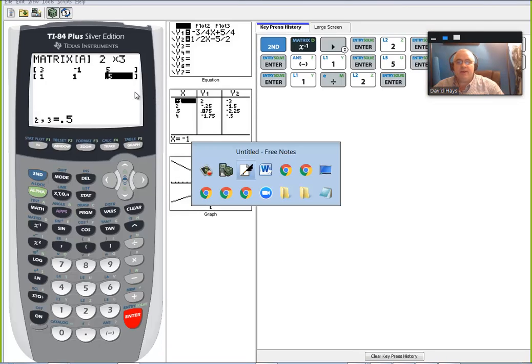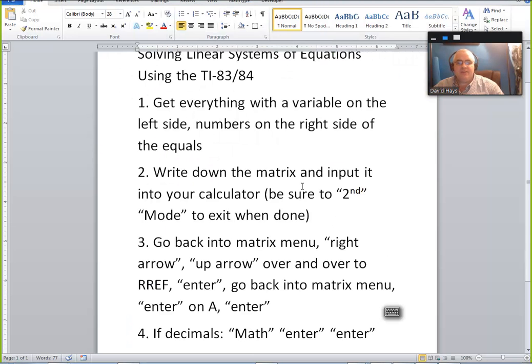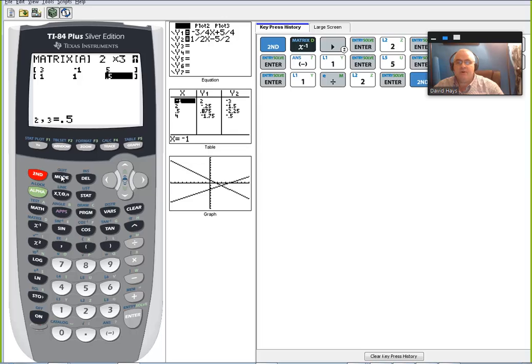Okay, we just input our matrix, and remember I said to press second mode to exit when done entering it. So we'll do second mode.